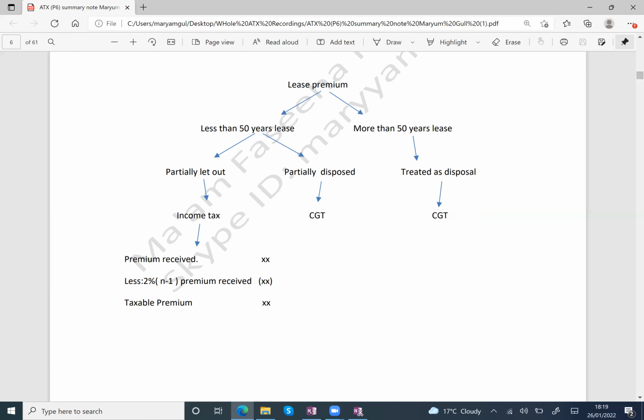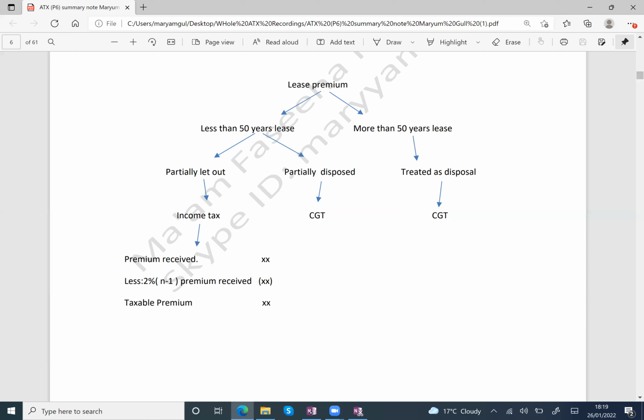You are selling your property. In the eyes of the tax department, it's a long time period, so the tax department will treat it as a disposal. And when you dispose of something, which tax will you pay? Capital gains tax, CGT. So on the lease premium, you will pay the CGT.